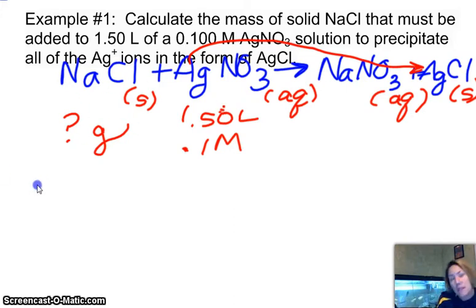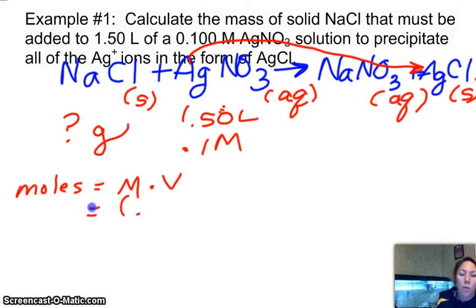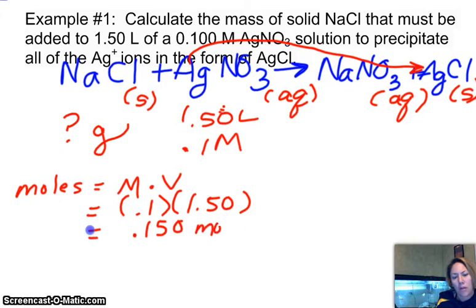So I've balanced the equation, I have the phases, now I'll find the moles of what they gave me. The moles of silver nitrate equal the molarity of silver nitrate times the volume. It has to be in liters. So you'll have 0.1 times 1.50, and you should come up with 0.150 moles of silver nitrate.